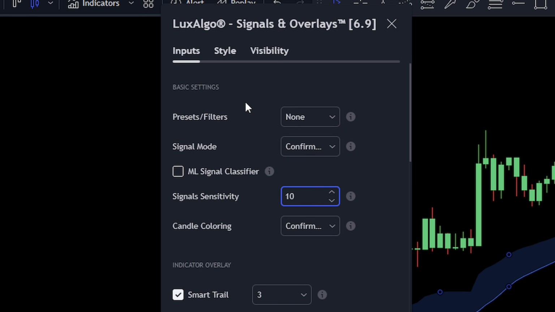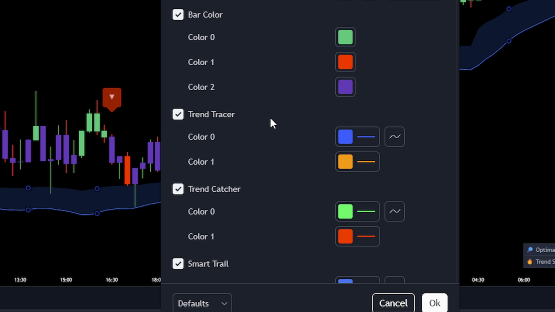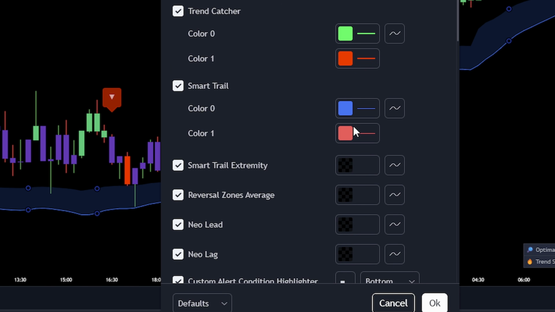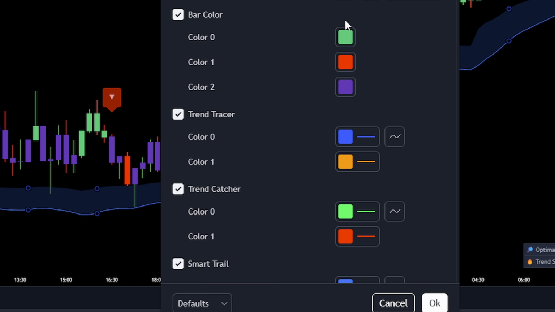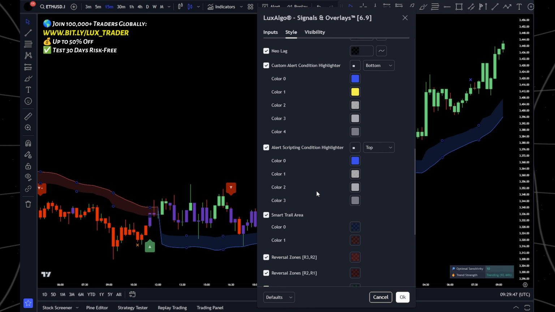Before we dive into the trading rules, there's one more thing I want to mention. The Style tab offers additional customization options like changing the colors of the Smart Trail, tweaking the candle coloring, or adjusting the visuals to suit your preferences. This flexibility ensures the indicator integrates smoothly into your trading setup.